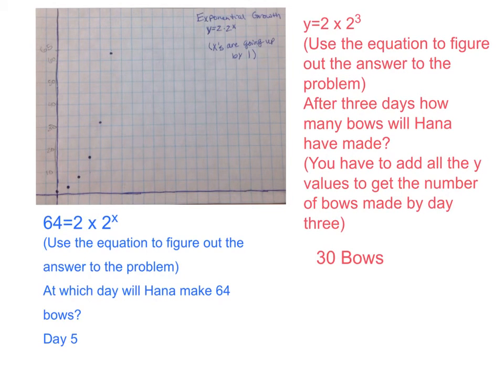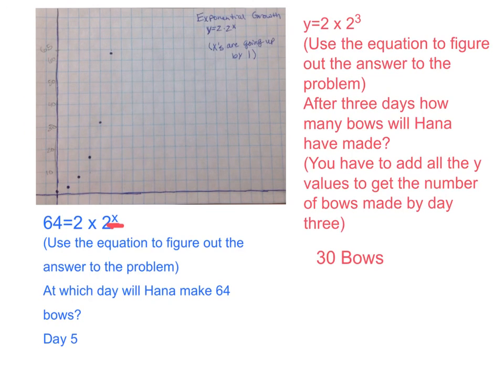To get the answer to this problem, you replace 64 where y is, up at the top, right up here, where that y is. That will let you get the answer, which is day 5, and that's 64 bows.